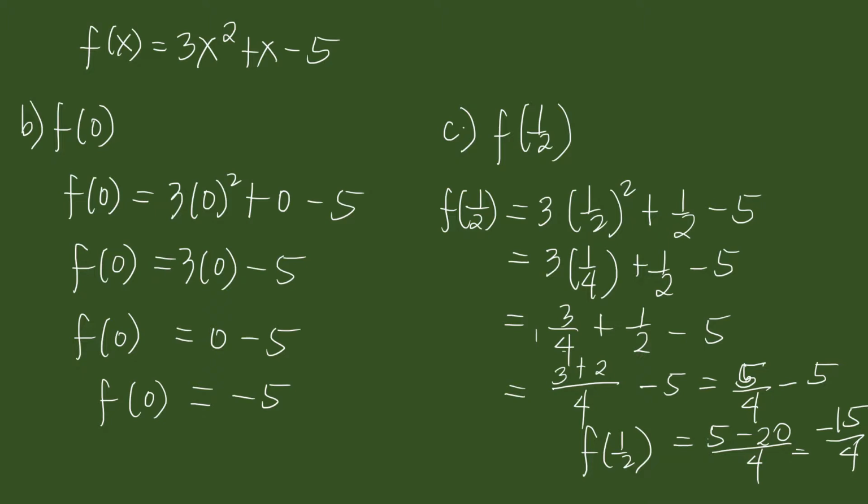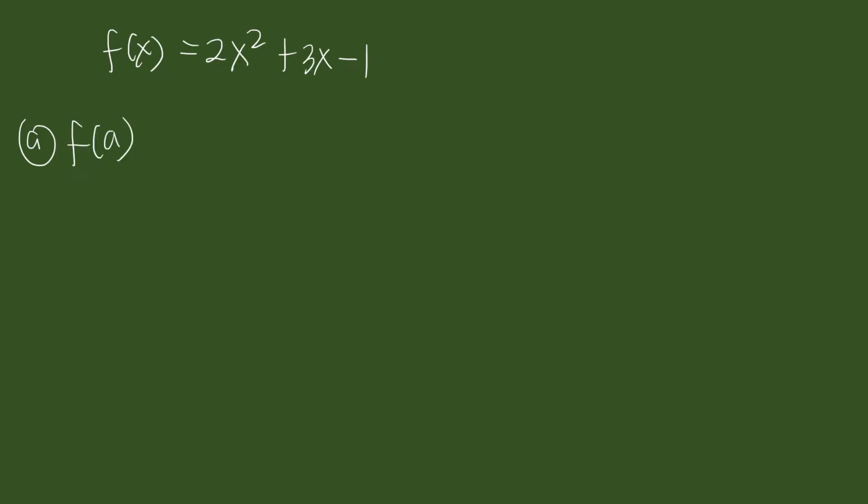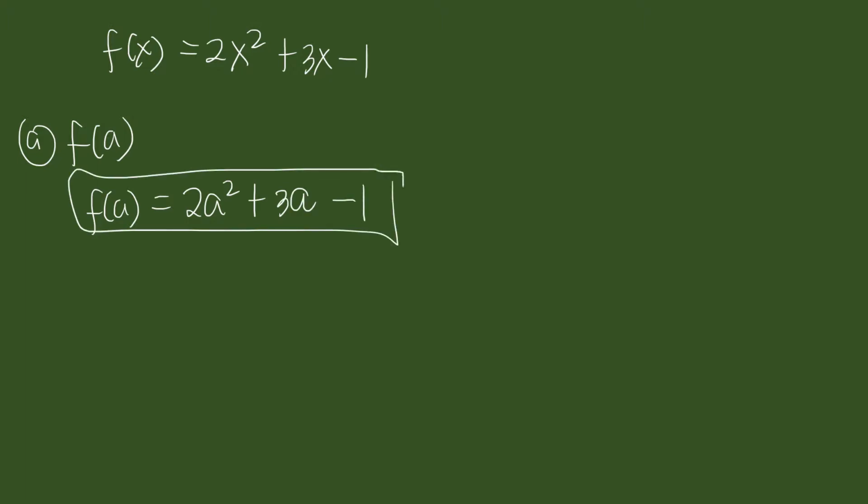Okay, so let us do another set. So let's say we have this given function: f of x equals 2x squared plus 3x minus 1. Then let's say you're asked to find the following. Let's say we will have f of a. So finding f of a, our input value of x is simply a. So that would be the same as f of a is equal to 2a squared, of course, plus 3a minus 1. So we will have here now our f of a.